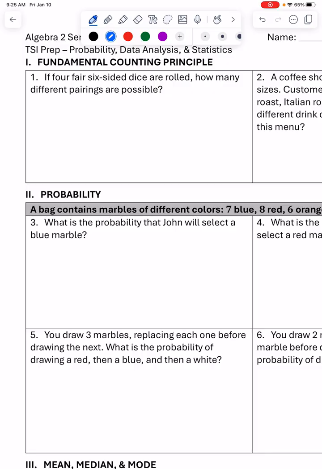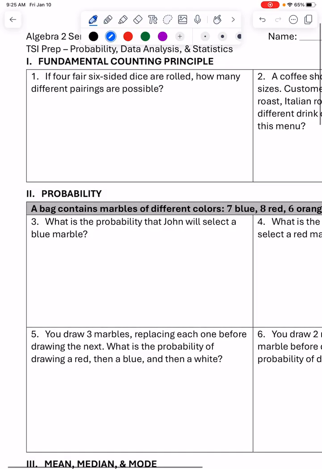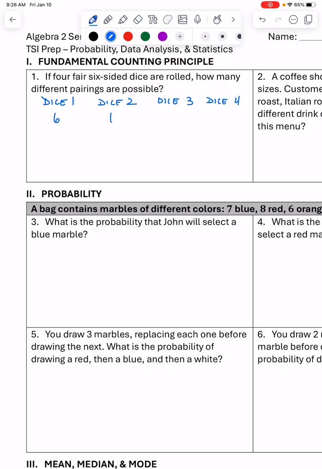What that means is, since we have 4 dice, let's say we have dice 1, 2, 3, and 4. Since it's a 6-sided die, the number of outcomes for dice 1 is 6, 2 is 6, 3 is 6, 4 is 6, right? 6 possibilities from rolling a die.